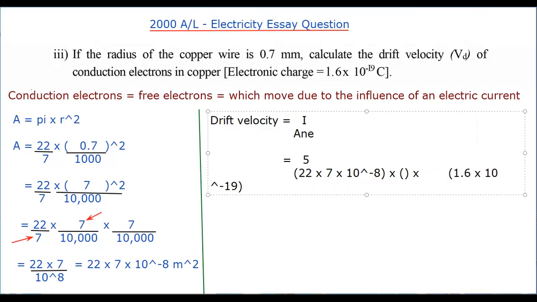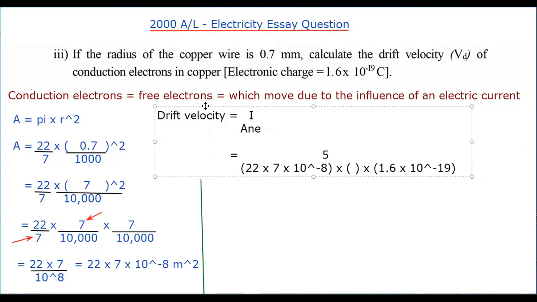What is N? Somebody? Number of free electrons in a unit volume of copper. Somebody unmute the mic and tell me. 8.57 into 10 to the power 28. Thank you very much. Would you please give me that answer as a fraction, something divided by something?